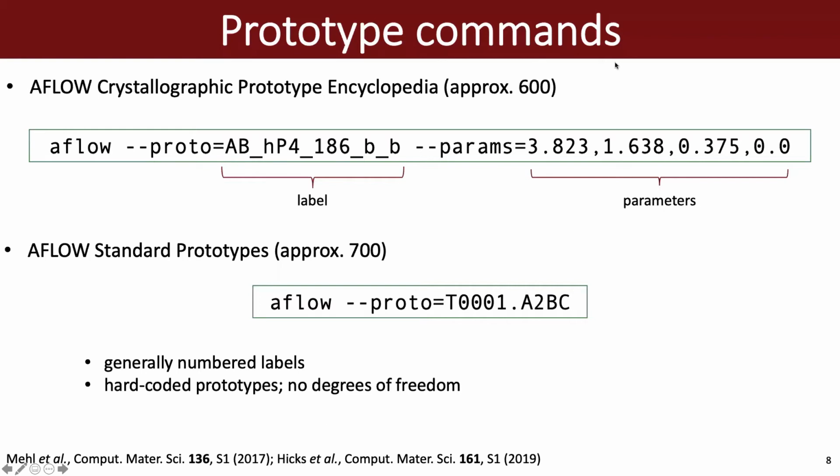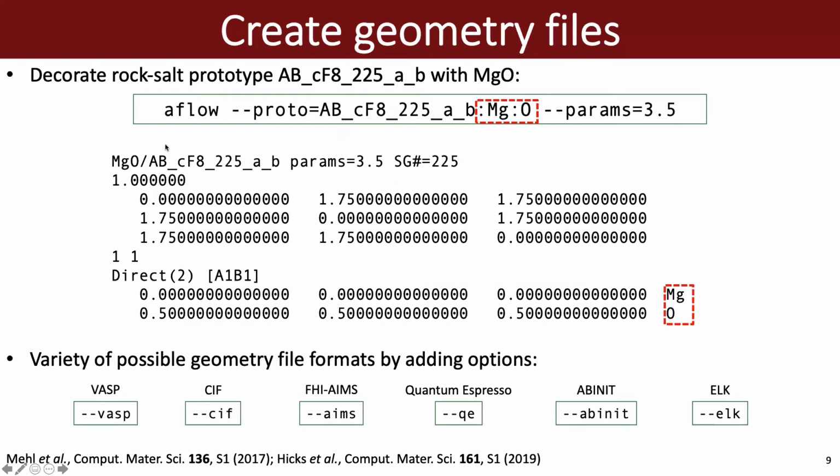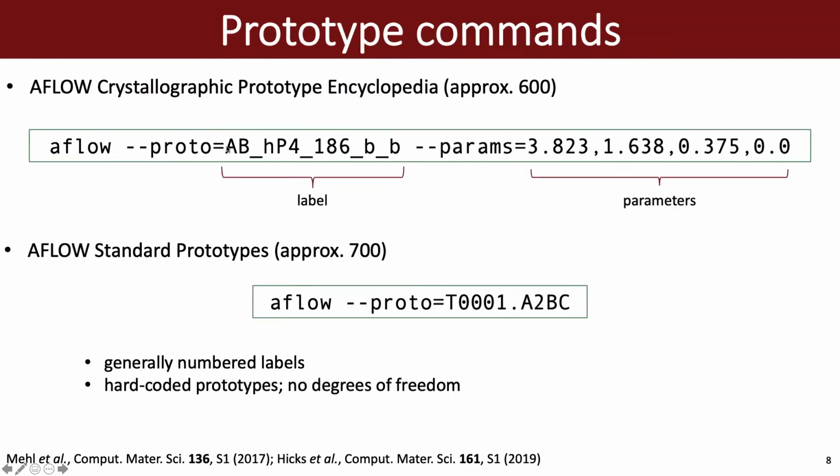So now we're on slide 8. And now I'm going to go more into how you actually generate these prototypes via the command line. There are the 600 that I showed that were online, and these are part of the AFLOW Prototype Encyclopedia. They have a particular label designation. Sorry, I'm jumping ahead. They have this particular prototype designation that I outlined earlier. And for these, you have to specify the degrees of freedom, the symmetry degrees of freedom for this structure. So these parameters, you have to add this params flag.